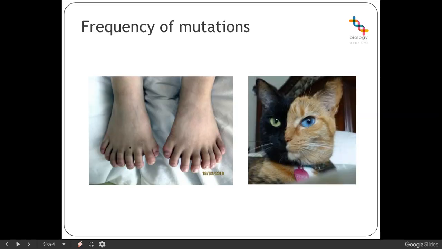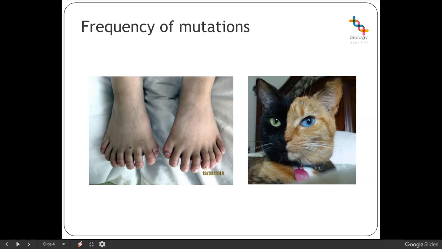Mutations themselves are quite rare. In humans, it's estimated that there's about one mutation for every 15 to 30 million base pairs, so really quite rare. That rate of mutation is going to be different from organism to organism, so different species will have a different rate of mutation, and also some genes are more likely to be mutated or not.